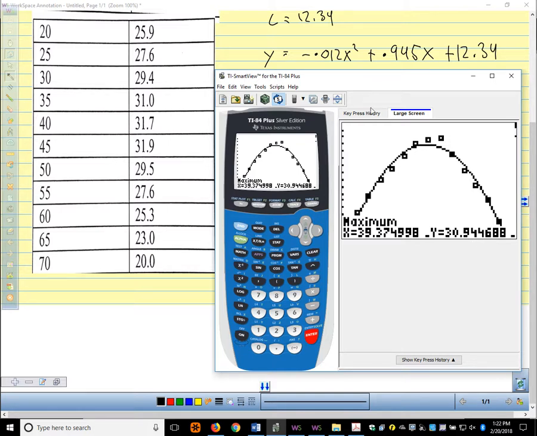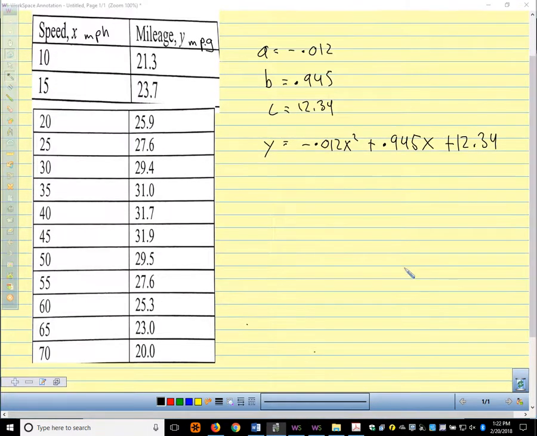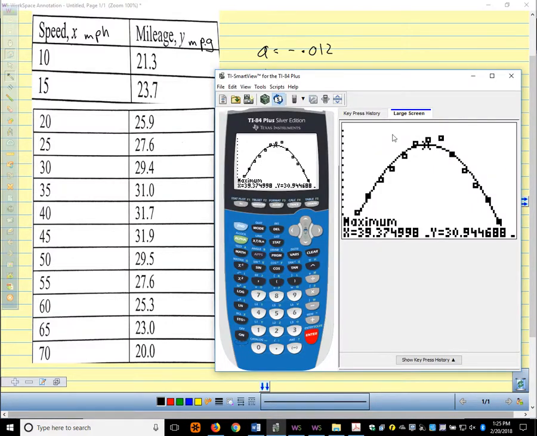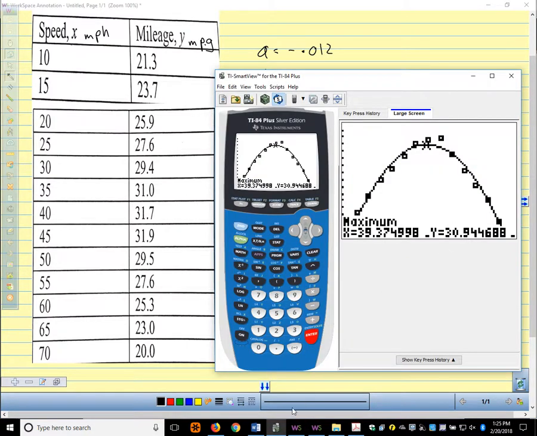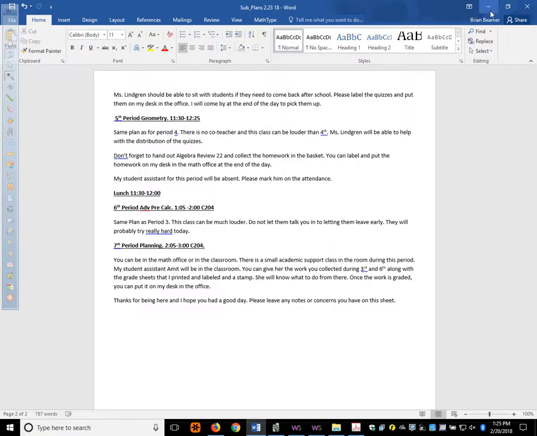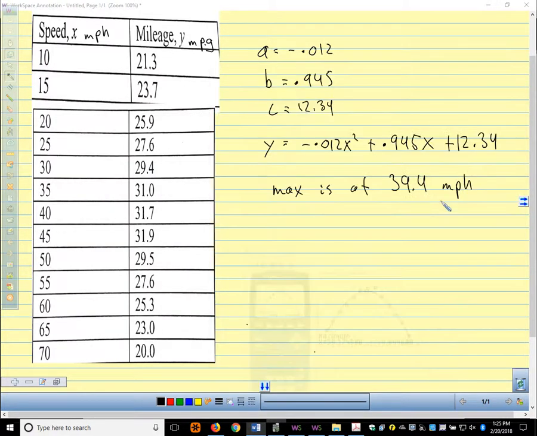Well, I mentioned the first 2 points. Can you scroll up? So this says the max is at 39.4 miles per hour, and we get 30.9 mpg. Based on our model.